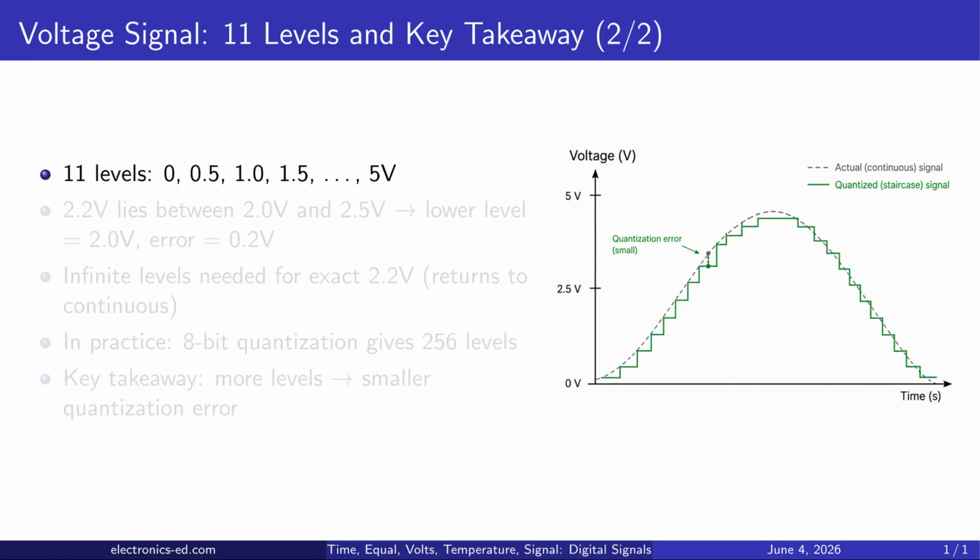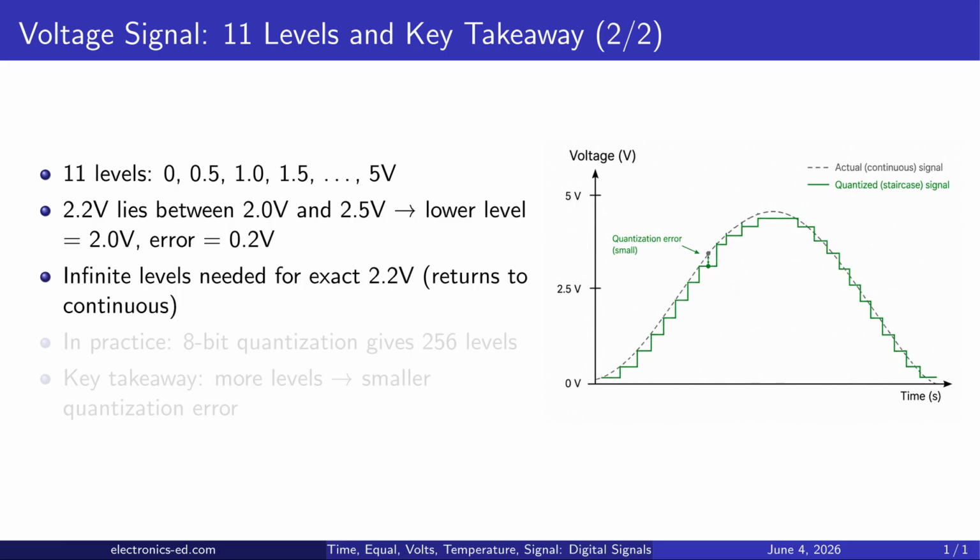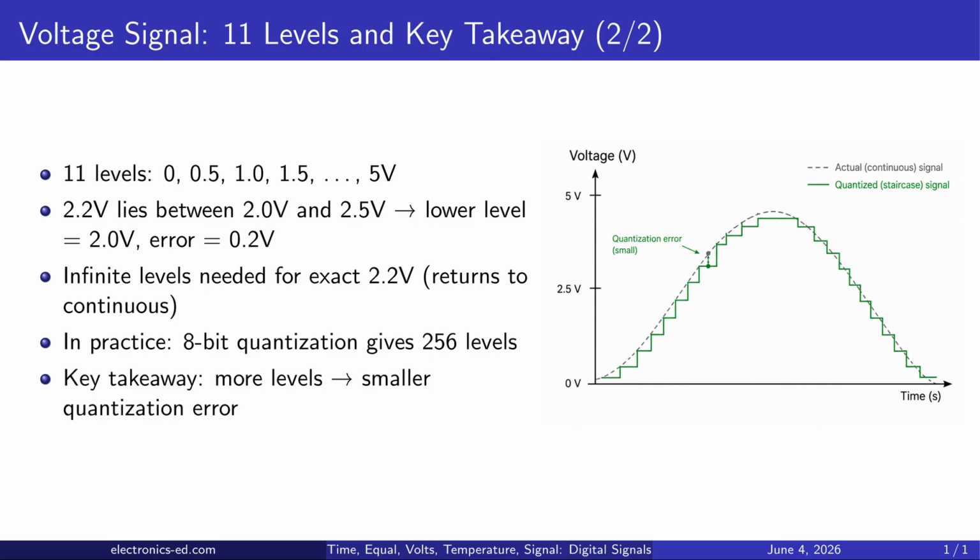With 11 levels, we have 0, 0.5, 1, 1.5, and so on up to 5 volts. 2.2 volts lies between 2 and 2.5 volts, so the lower level is 2 volts, and the error stays 0.2 volts. To represent 2.2 volts exactly, we would need infinite levels, which returns us to a continuous signal. In practice, 8-bit quantization gives us 256 levels, which is a good compromise. The key takeaway: more levels lead to a smaller quantization error.